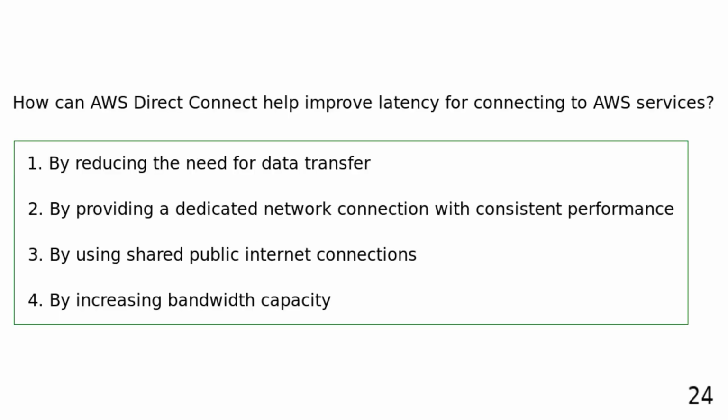How can AWS Direct Connect help improve latency for connecting to AWS services? By reducing the need for data transfer. By providing a dedicated network connection with consistent performance. By using shared public internet connections. By increasing bandwidth capacity.